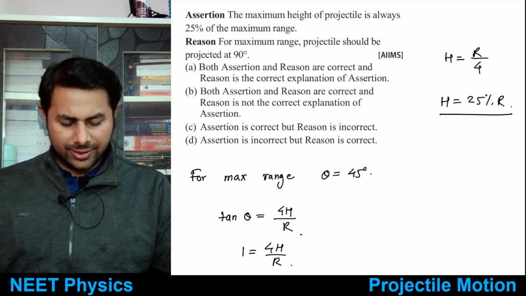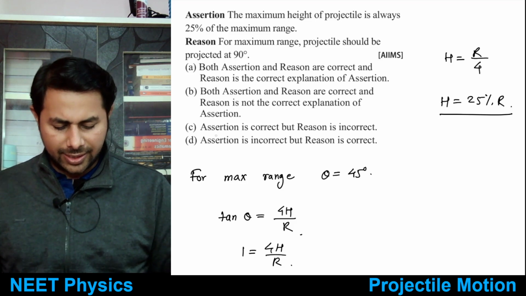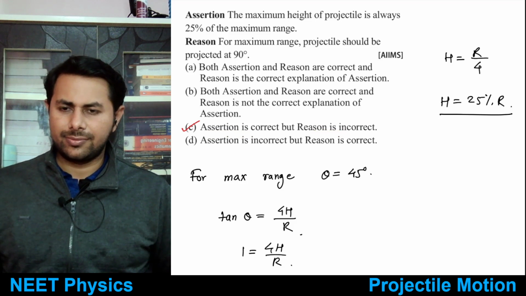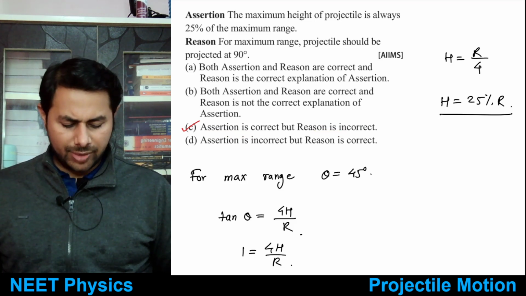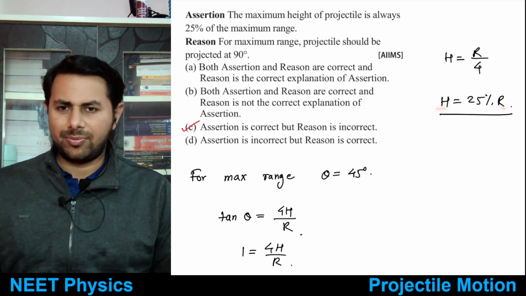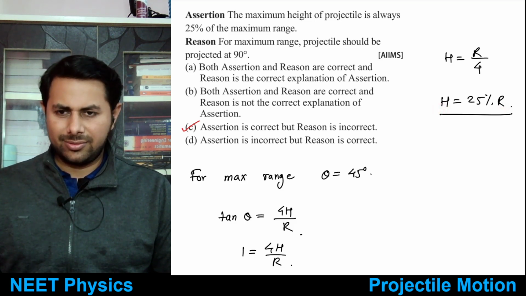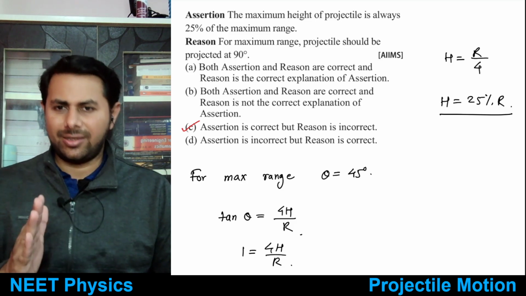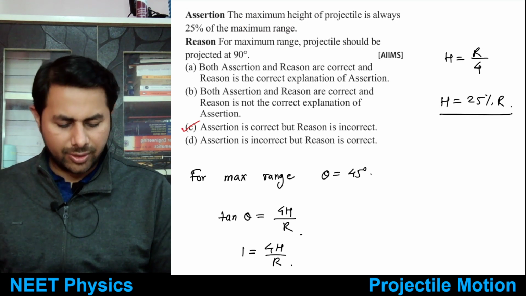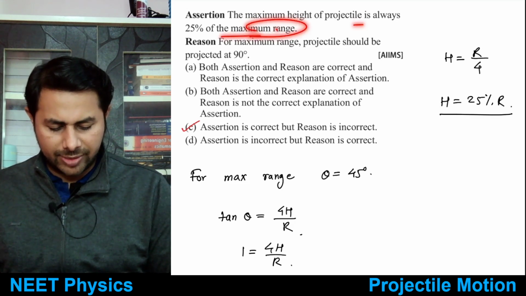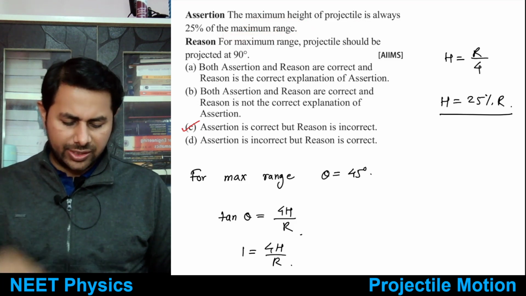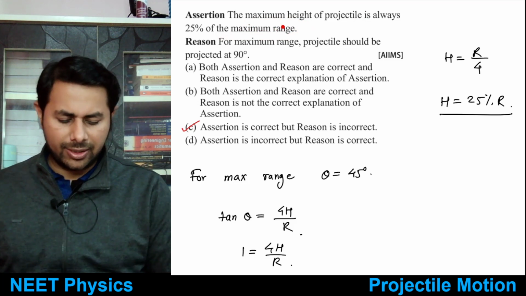Right, so in that case assertion would be correct and reason would be incorrect. So this is the answer. But if you change the angle, it's not always that h is equal to 25% of r. They are saying maximum height of projectile is always 25% of maximum range. So that means you want maximum range, you are fixing the angle, and for that motion you are finding out the height.